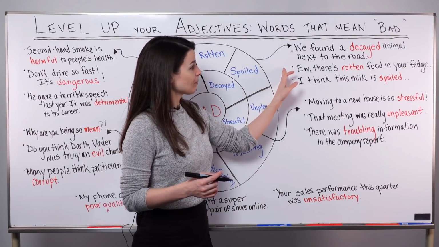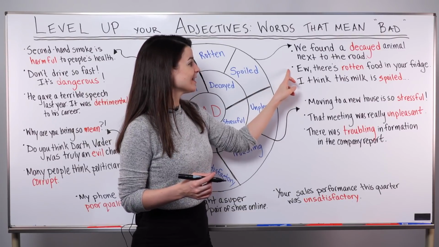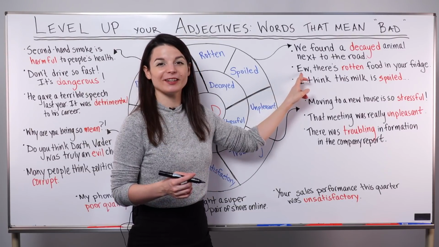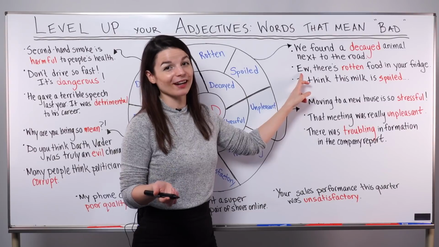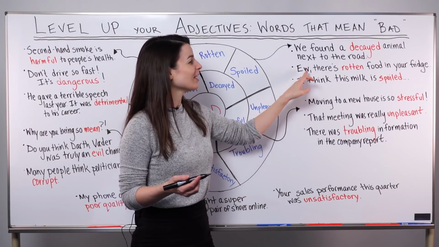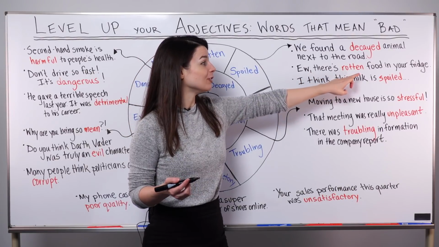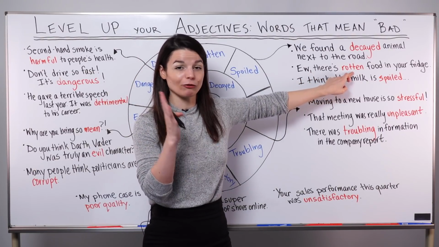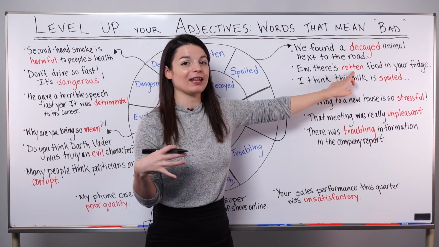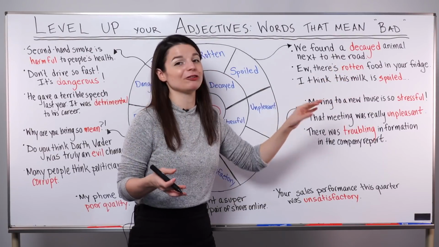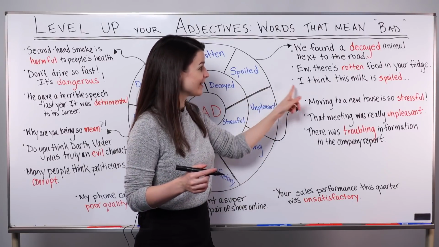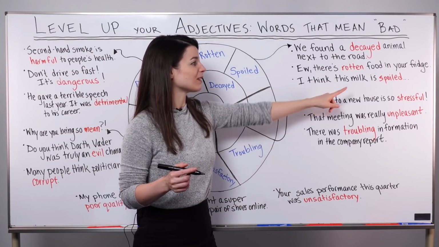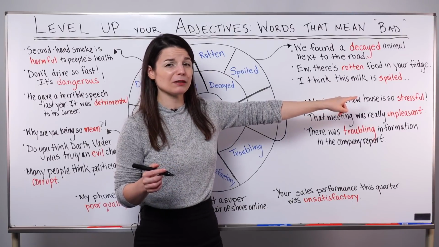Another word, rotten. In this sentence, I've used this, ew. Ew is a way that we express disgust casually. So, ew, there's rotten food in your fridge. Rotten food means the food is not safe to eat. The food smells bad. Something is rotten. There's rotten food in your fridge. And I think this milk is spoiled.